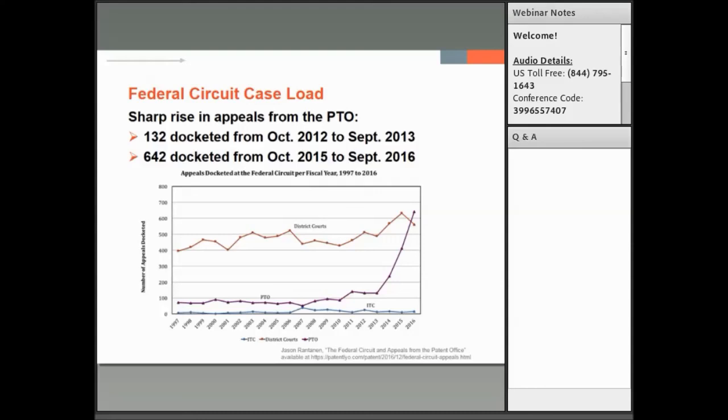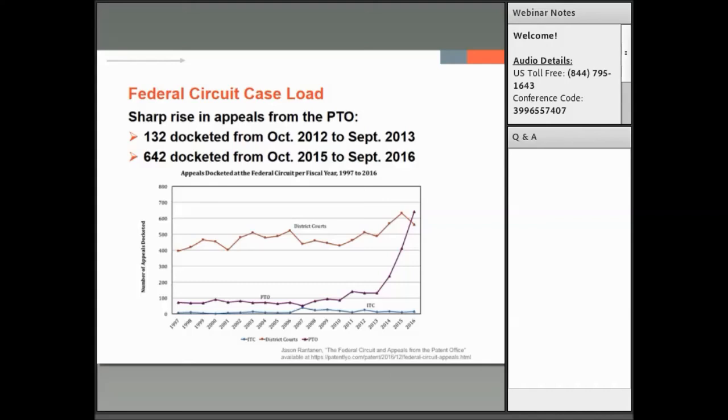So you can see from this that in the last couple of years we've seen a sharp increase in the number of appeals from the Patent Office in comparison to the district courts. In fact, in 2016, the number of appeals from the USPTO exceeded those from the district courts for the first time ever. And this is a trend that we've continued to see in 2017, with at least, as of April, 113 more appeals from the Patent Office than from the district court.